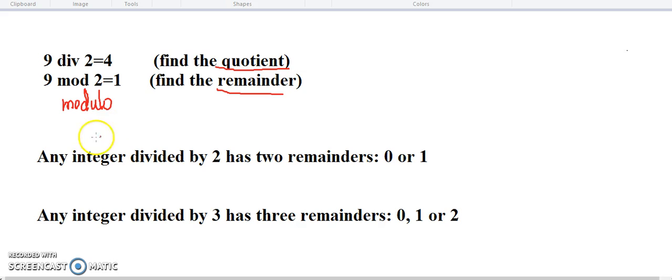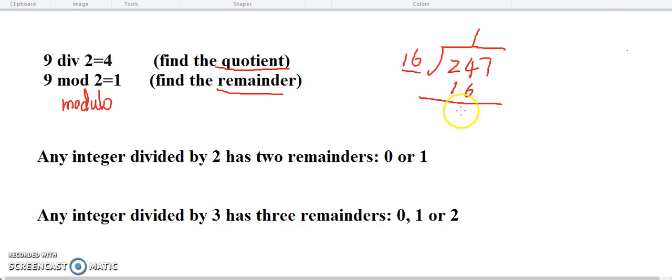And we know that any integer divided by another integer except 0, for example, 247 divided by say 16, we can always get a quotient and a remainder. And the remainder, we always want the remainder to be smaller than 16, because if it's bigger than 16, then we can continue. So for example, here 16 goes into 24 one time, and we do subtraction, we got 8, and bring down 7, we got 87.